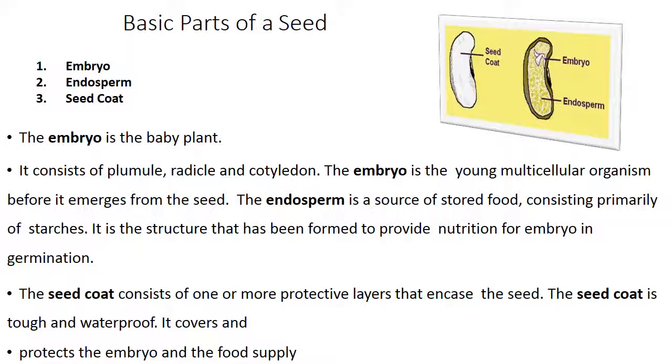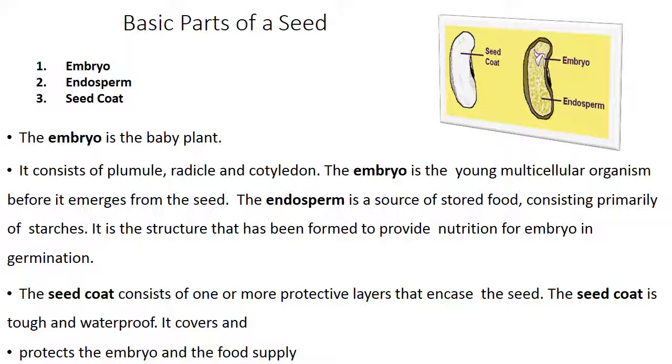The basic parts of seed are embryo, endosperm and seed coat. Embryo is the baby plant. It consists of plumule, radicle and cotyledon. The embryo is the young multicellular organism before it emerges from the seed.